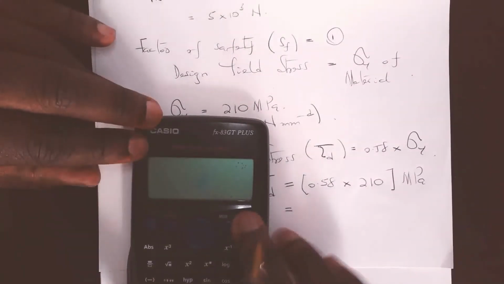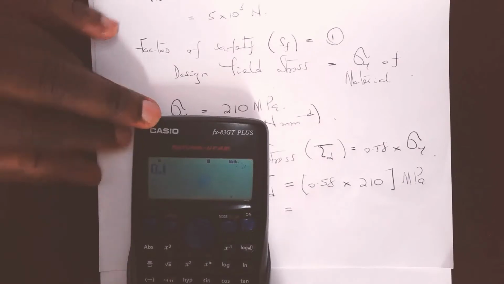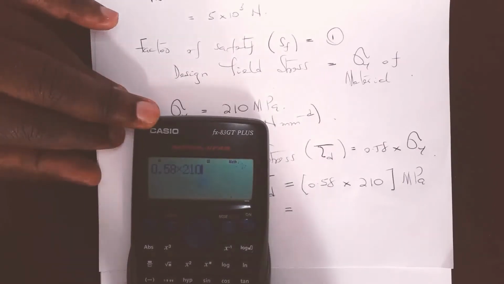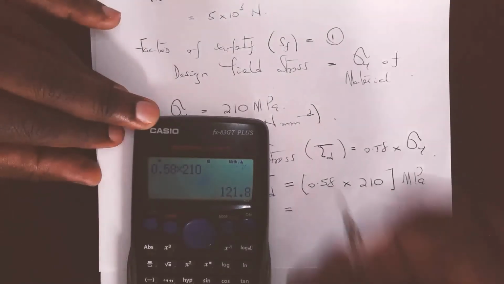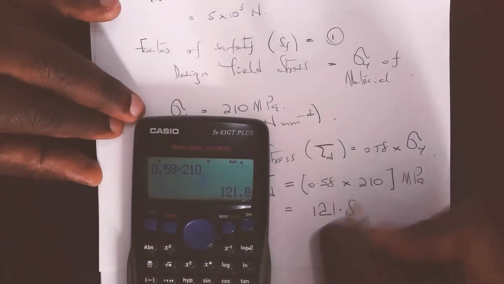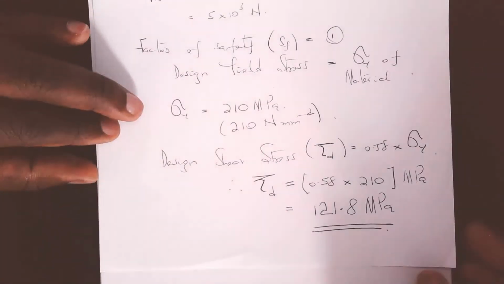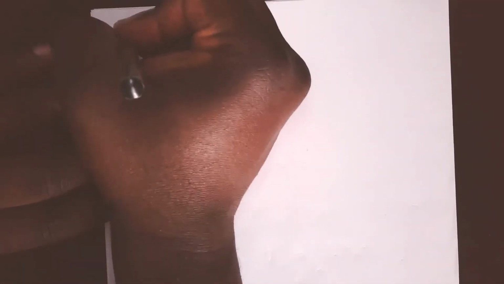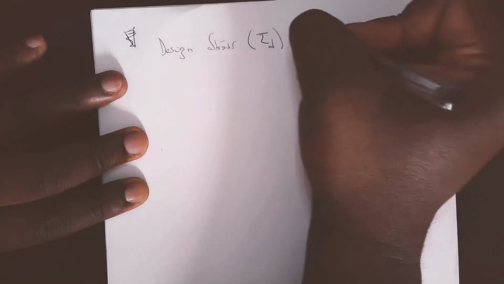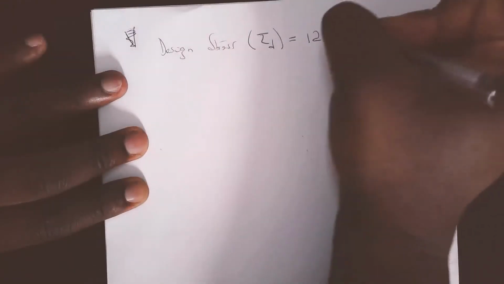So bring our handy calculator and we do the computation. 0.58 times 210 gives 151.8 MPa. Moving on, we know that the design stress, let's call that tau D, works out to be 120 MPa.